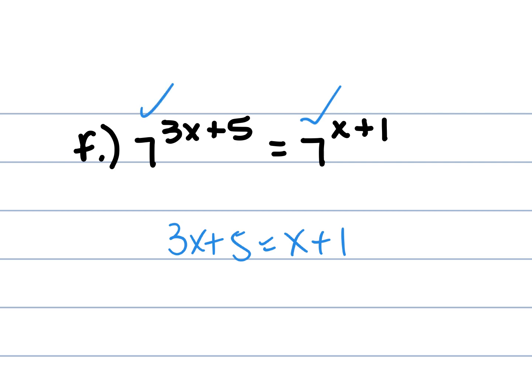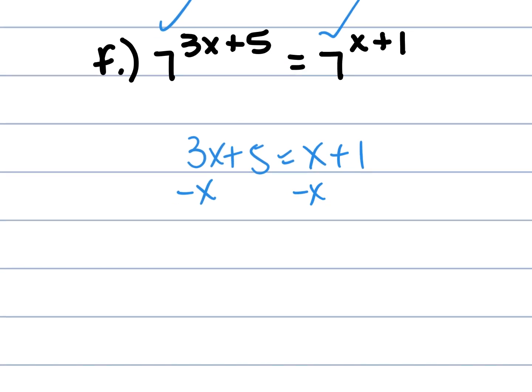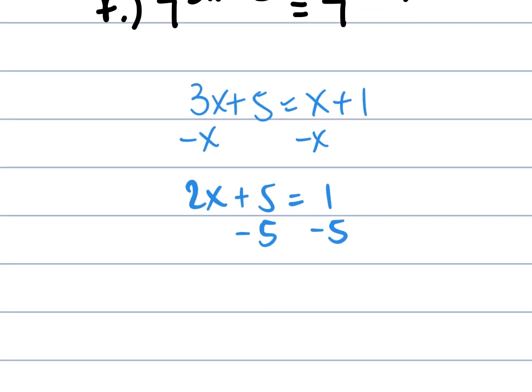And you move the x to the 3x, subtraction. Move the 5 to the left. By doing what? 1 minus 5. Yep, you subtract 5, so we're going to get 2x plus 5 equals 1. Subtract 5, 2x equals -4.